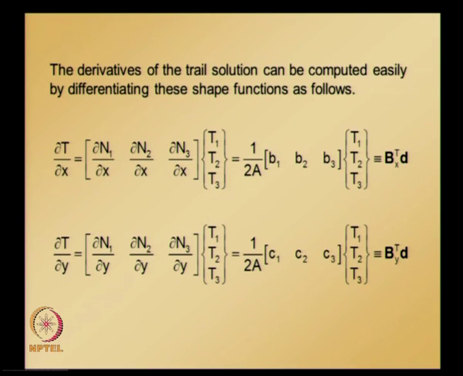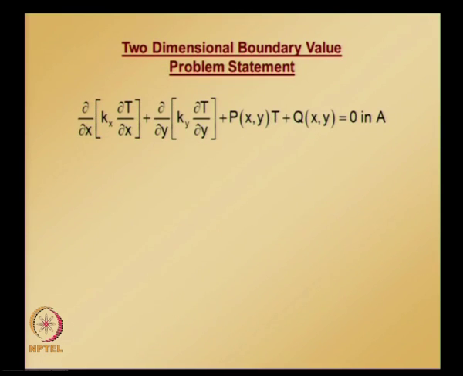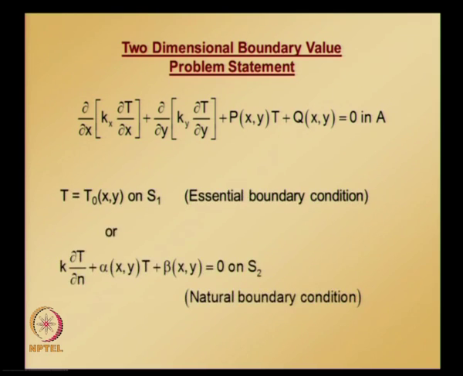So, what we will be doing is we will now look at Galerkin criteria to derive element equations for the same problem, for the same general two-dimensional boundary value problem. And now let us recall, this is the problem that we are looking, this is the differential equation. We need to solve over domain A subjected to the boundary conditions. These are the boundary conditions.